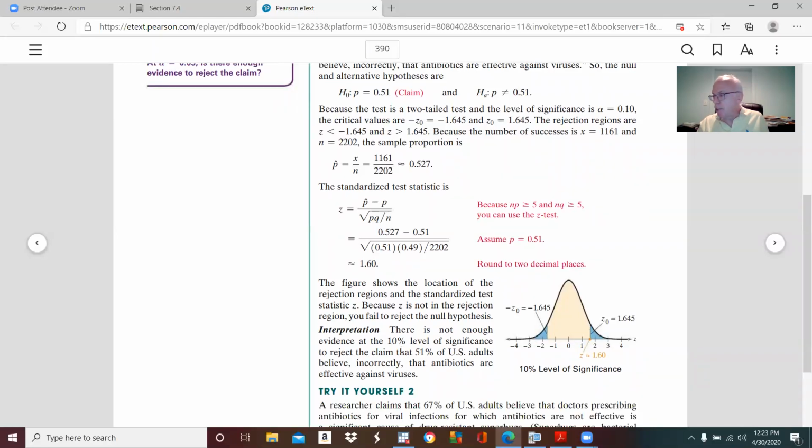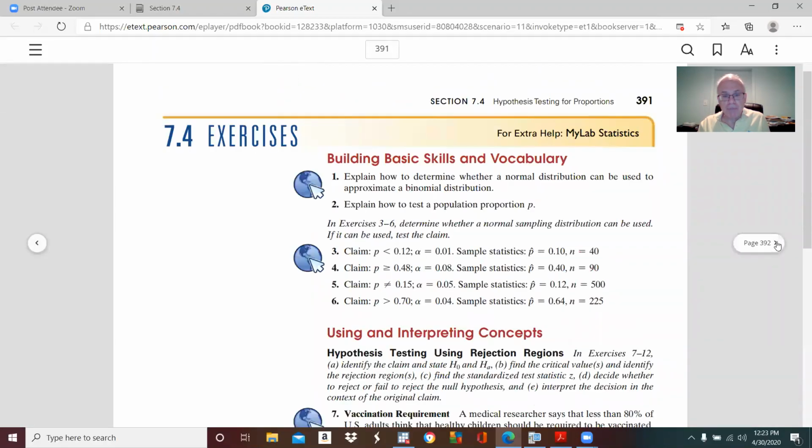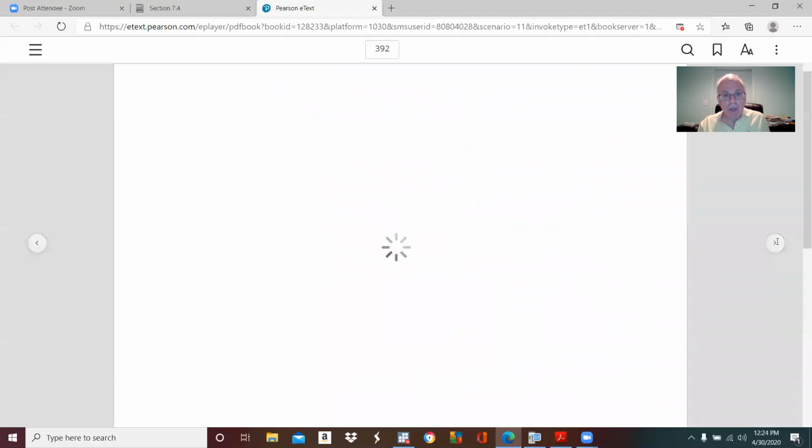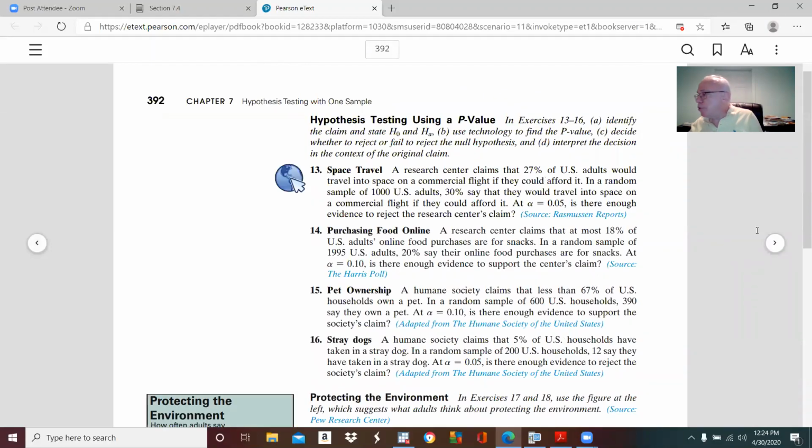All right. Well, let's do some problems at the back of the book. If we go to page 392, we're going to look at these 13, 14, and 15. Notice I picked these because it says hypothesis tested using a p-value. So I'll show you how to do this. Space travel, let's do 13.